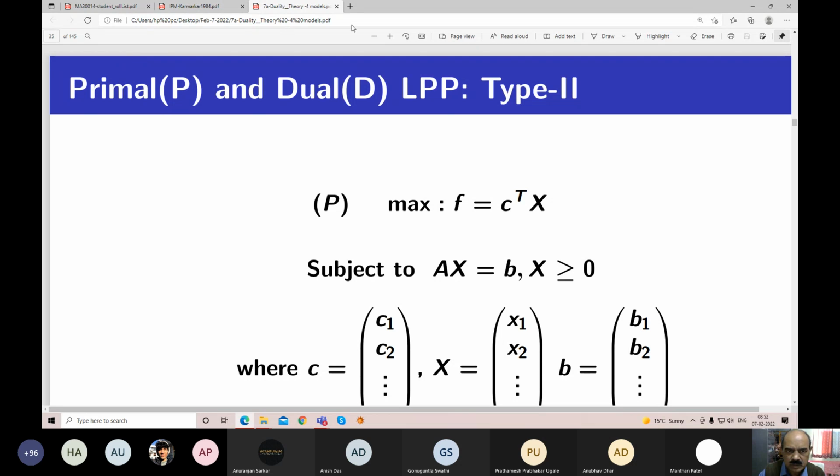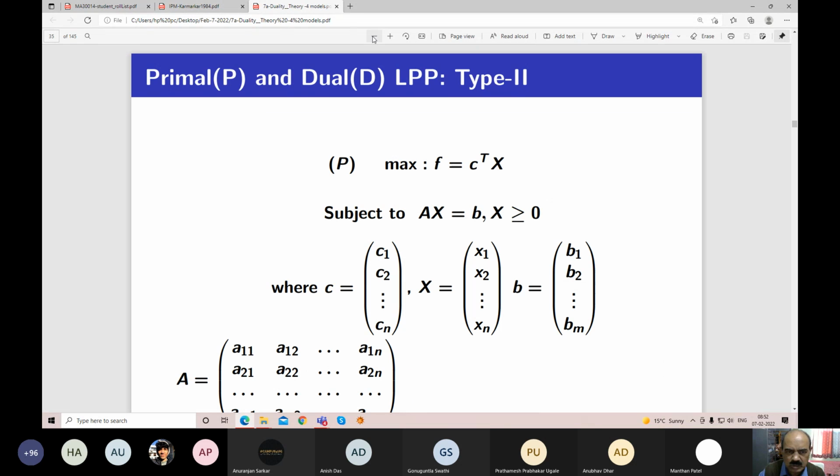But after taking the slides, simply don't dump them in your computer. Read at least and derive yourself. If you derive, then you will understand. What is the difference between the first model and the second model? Can anybody say? The constraint here is equality type.